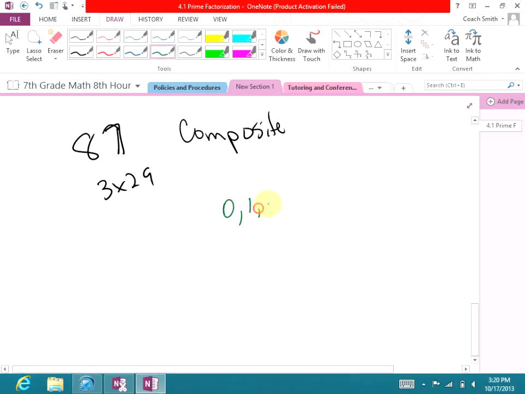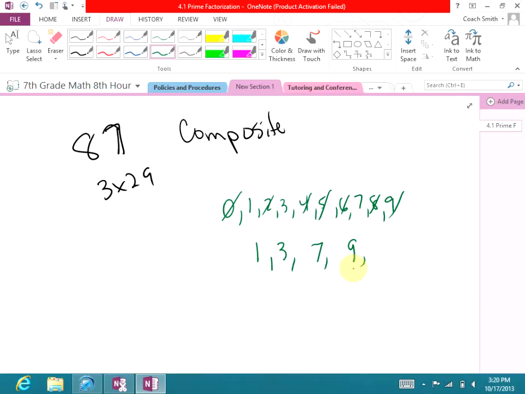We have 0, 1, 2, 3, 4, 5, 6, 7, 8, 9. Okay, so we've already said that if it's an even number, I can cancel out those. We also know that if it ends in 5, then 5 goes into it, so it cancels out that one. Okay? So 0 is even. So you have 1, 3, 7, and 9. Those are the only numbers that the number can end in for it to be a prime number.